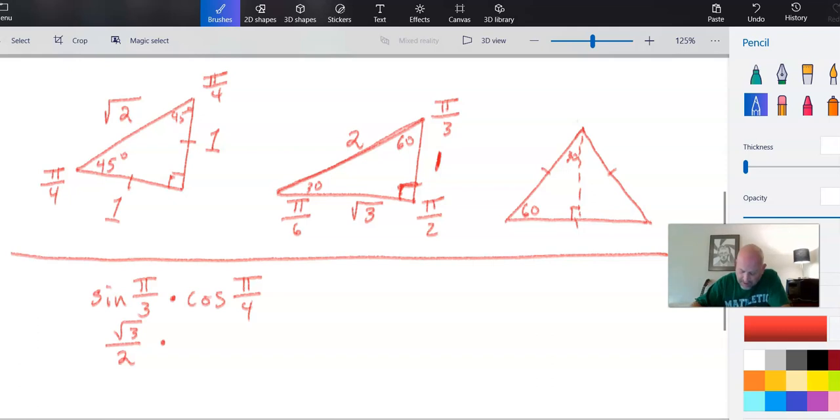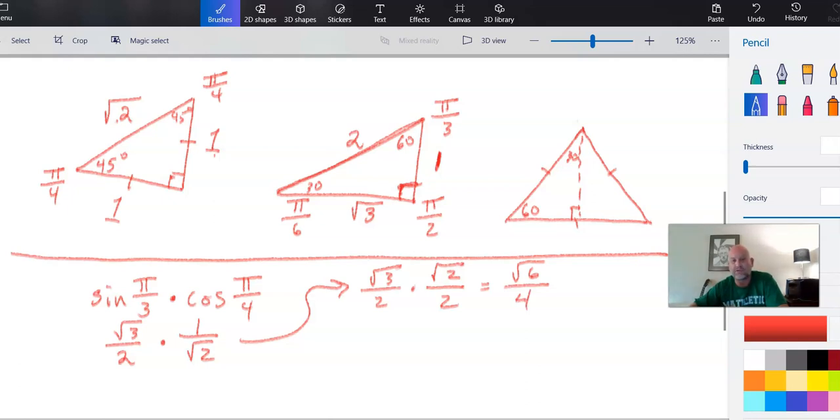And cosine of pi over 4, let's see here. Pi over 4 is 45 degrees. Cosine would be the adjacent over the hypotenuse. So that's 1 over the square root of 2. And we need to rationalize the denominator on this second one here. So if I multiply top and bottom by root 2, that changes it to root 2 over 2. And now I can just multiply these. I get root 6 over 4, right? We multiply straight across. And that doesn't reduce. So sine pi over 3 times cosine pi over 4 is root 6 over 4.